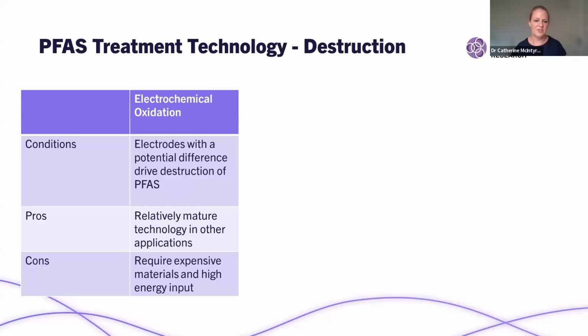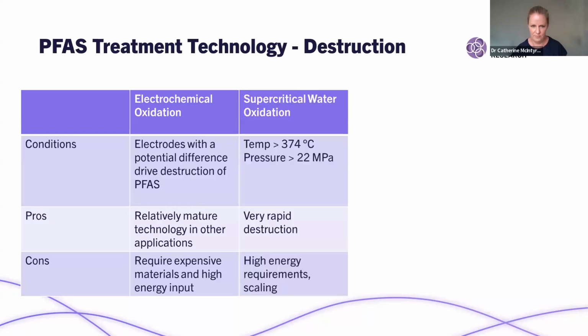So with electrochemical oxidation, these are electrodes with a potential difference across the electrodes, and that drives oxidation of PFAS compounds at the electrode surface. This is a relatively mature technology in other applications and now being used for PFAS. It does require expensive materials in terms of it can use boron-doped diamond electrodes. And of course, to break that carbon-fluorine bond, it will require high energy inputs.